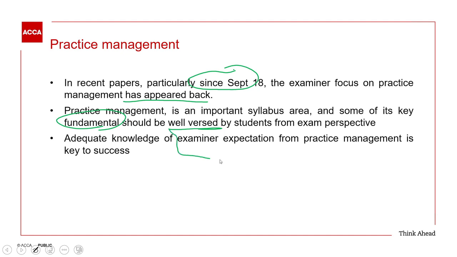What is your examiner expectation? What your examiner expects from you in... Let's see what's the agenda, what I will be doing with you in terms of practice management today.